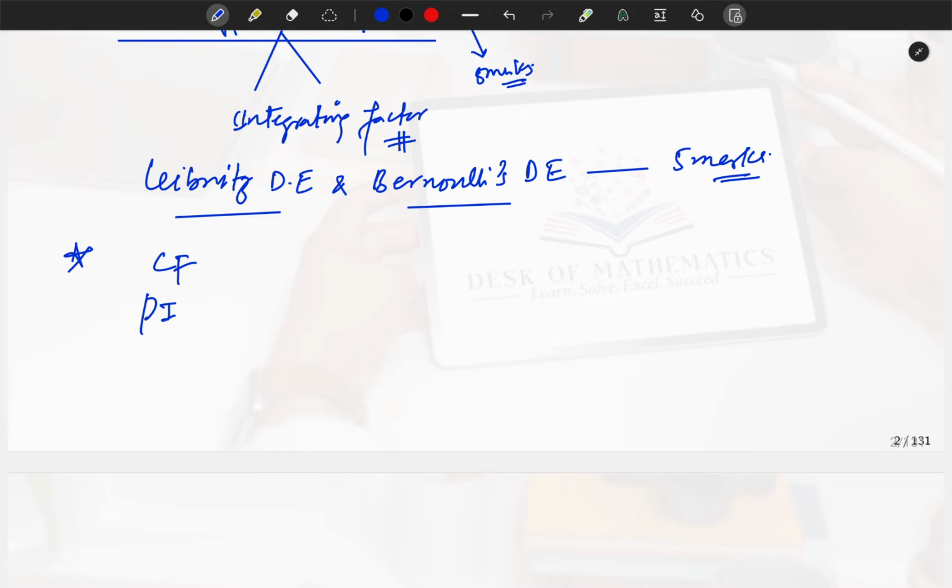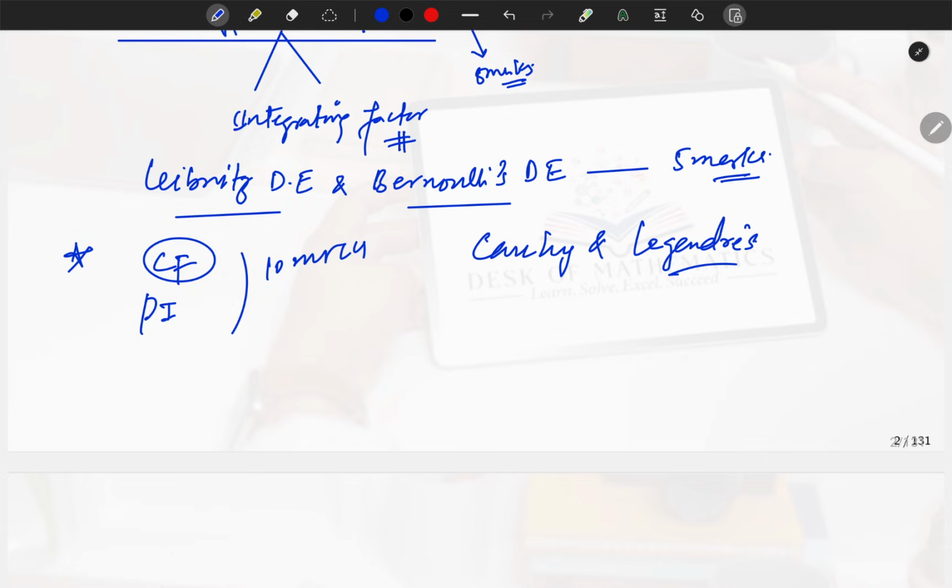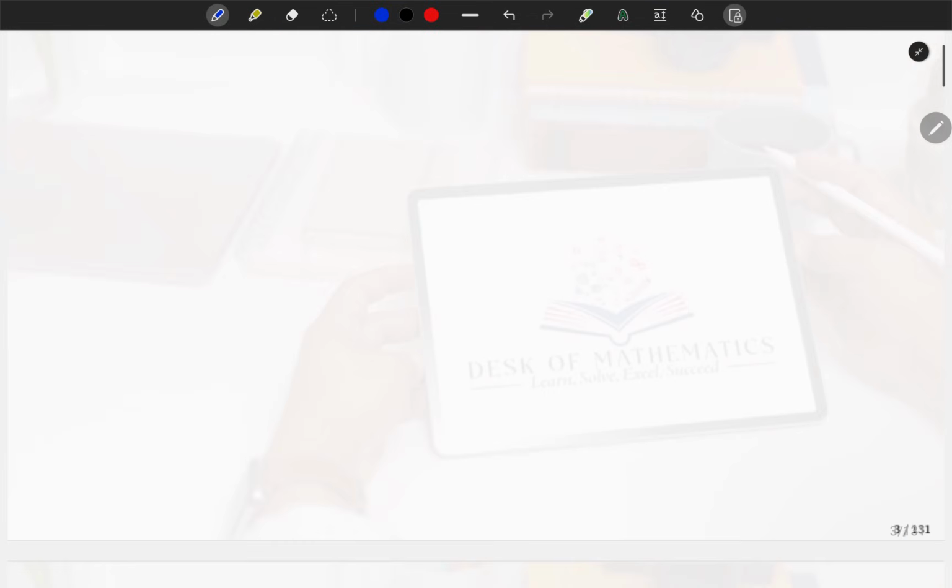Okay, so this is all about the syllabus. Here this is for 10 marks, and for 5 marks they will give you some equation and ask you what is the complementary function, so you have to do it in that way. Okay, now here you have the Cauchy and the Legendre's differential equation, and that may be of 10 marks as well. For the definitions and all, you just go to the last videos. We will just practice some questions here.